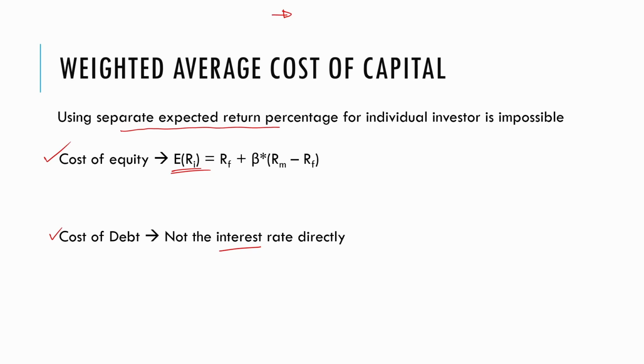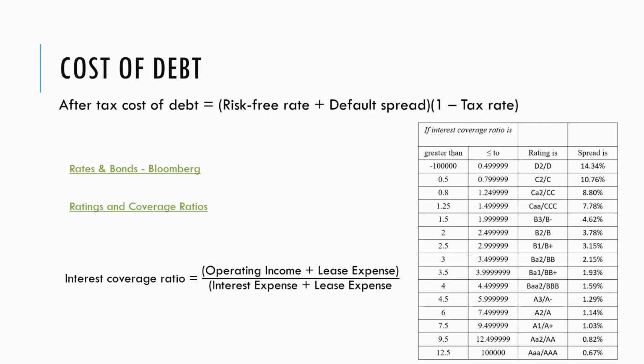So then come to the next slide, which is giving you the guideline about how to calculate the cost of debt. So we will calculate the after tax cost of debt, that is the risk free rate plus the default spread into 1 minus tax rate. Now I have given you the links here. So if you go to this link, this will give you the 10 years bond rate. This will be your risk free rate. Just find it from there.